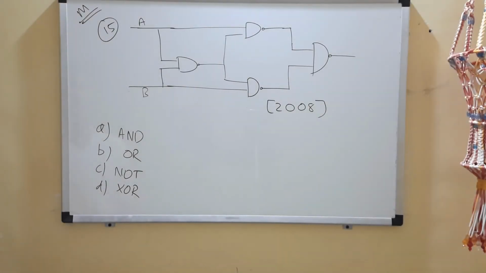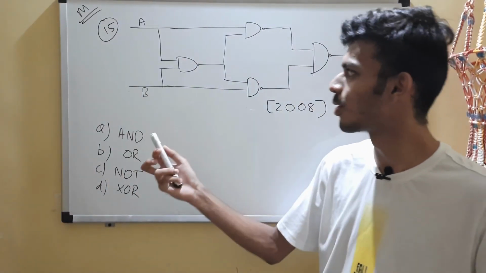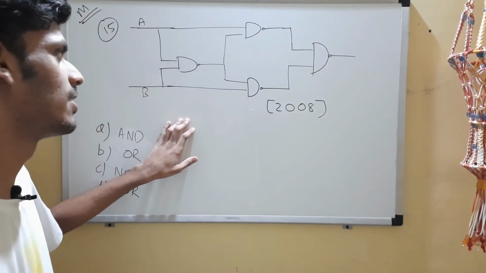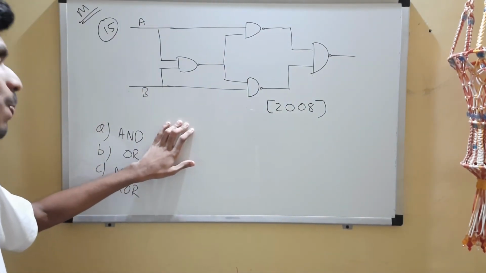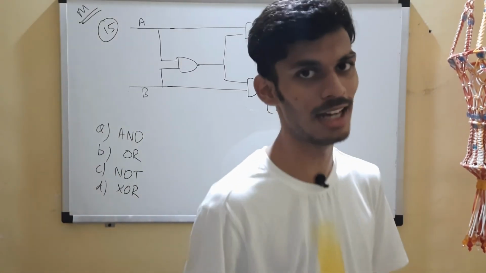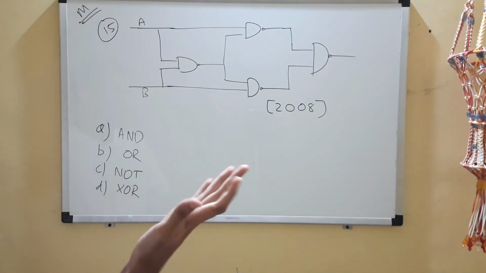So question 15 over here, the last question for the day. Here in this question, we are given a complex combination of gates. The question is the same: to what gate does this combination correspond? Now you might use the 0-1 method over here, and that will be a complete mess. So the best approach over here is to use Boolean algebra.